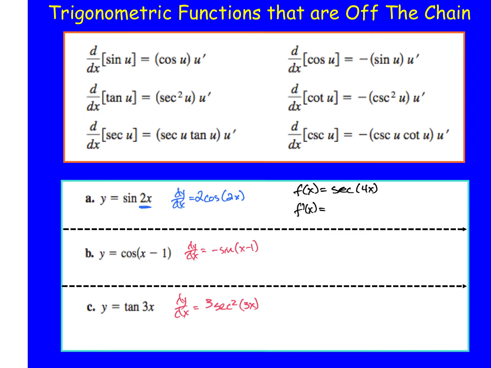Well, what's the derivative of secant? Secant tangent. All right, secant tangent. So I now would have secant of 4x tangent of 4x. And then what pops out by the chain rule? A 4. All right. Now, I want to share a common mistake that I see every year.